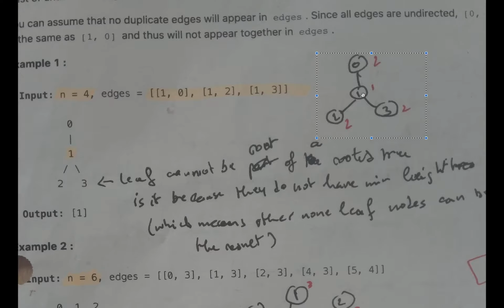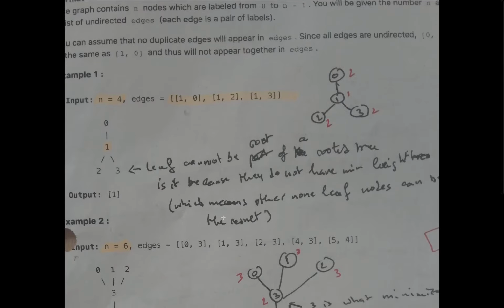For 1, it's just 1 from each one of them. For 3, the furthest node is 0 or 2, and those have remoteness 2. And same for 2 here. And so the one with the minimum remoteness is the node 1. So that's our answer, right? That's the one that if we pick as the root will give us the minimum height possible, because the height would be 1.